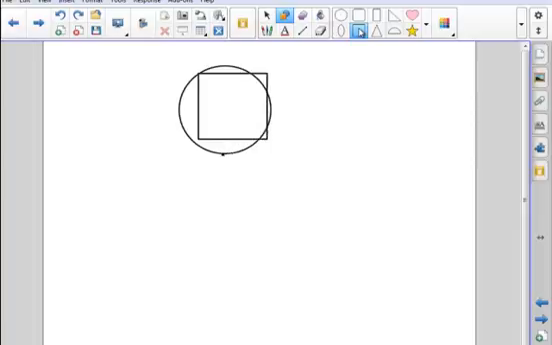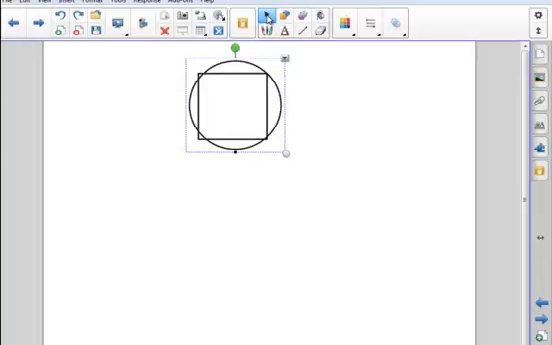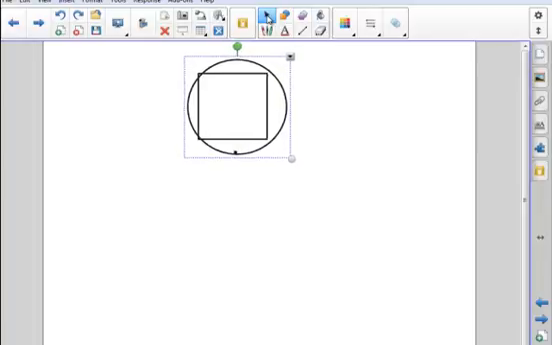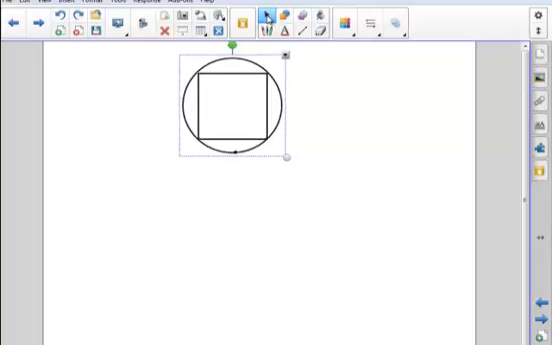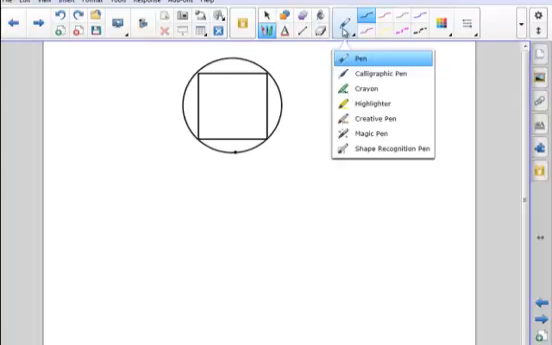Where's the pointer thingy? I may not be able to pull this off, but I figured I'd give it a try. Oh, here it is, pointer thing. Let me see if I can grab this. Here we go. Let me make this just a little bit bigger. Okay, that worked. Now I have a circle and a square inside a circle.